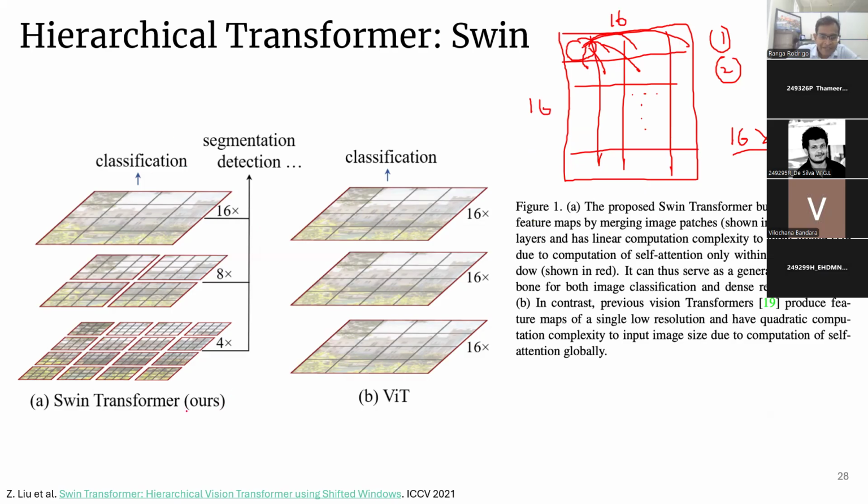So here you can see, the Swin transformer builds hierarchical feature maps by merging image patches, shown in gray, in deeper layers, and has linear computational complexity to the input image size due to the computation of self-attention only within each local window shown in red. So they don't compute the attention with all these 16, but attention is computed within each of these local windows. Because of that, computational complexity reduces.